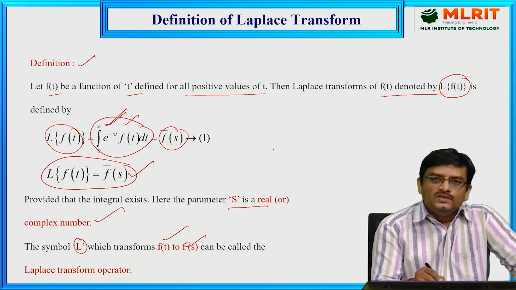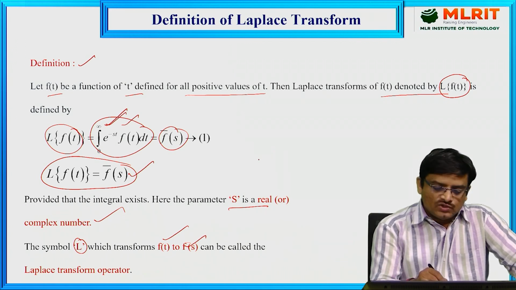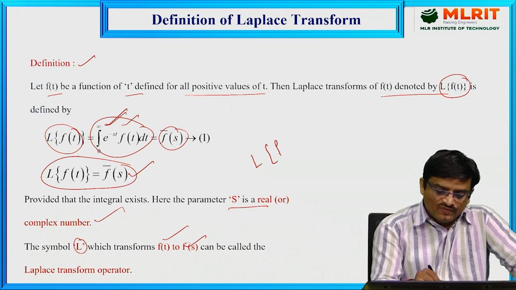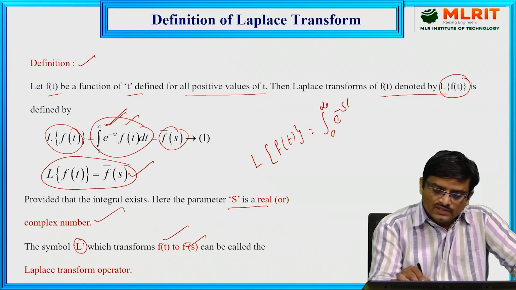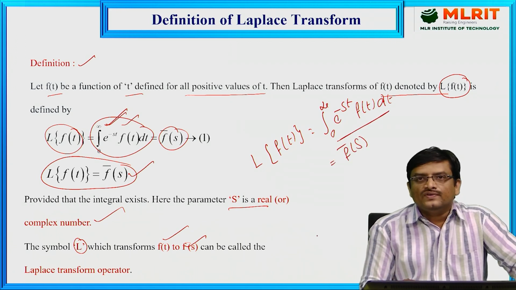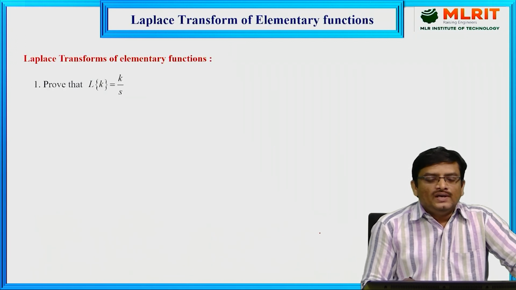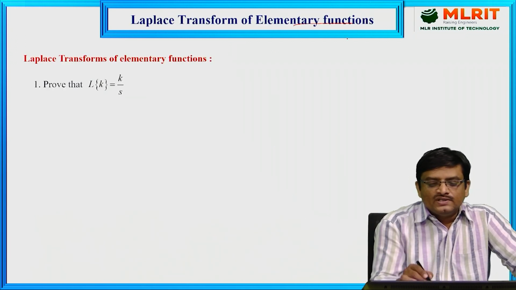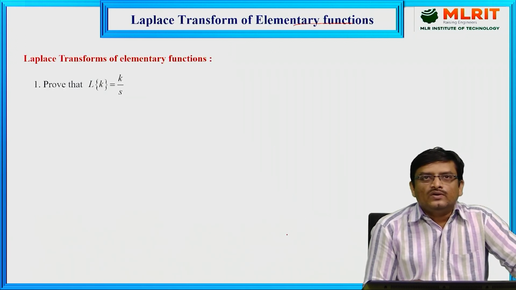So the simple definition for this Laplace transform is: Laplace transform of f of t is equal to integral 0 to infinity e power minus st into f of t dt. Once you solve this integration, you will get a function in terms of s that we can consider as f bar of s. Now we'll take some elementary functions. Now we'll see how to find out the Laplace transform for those elementary functions.